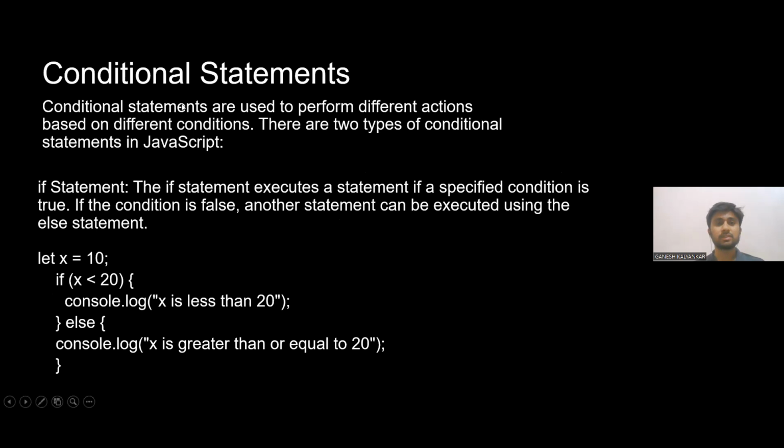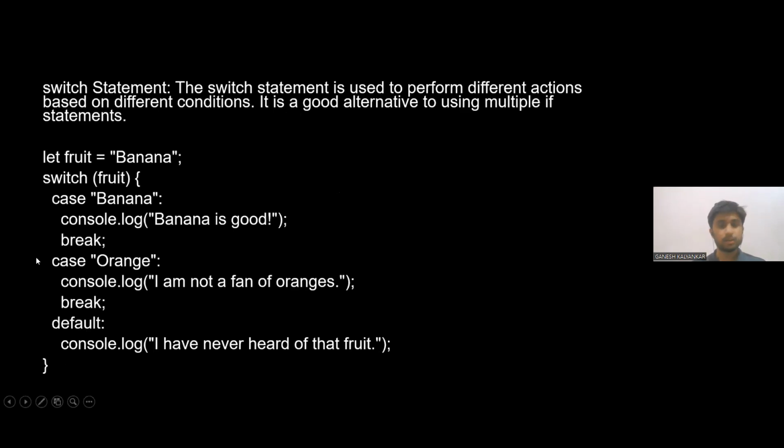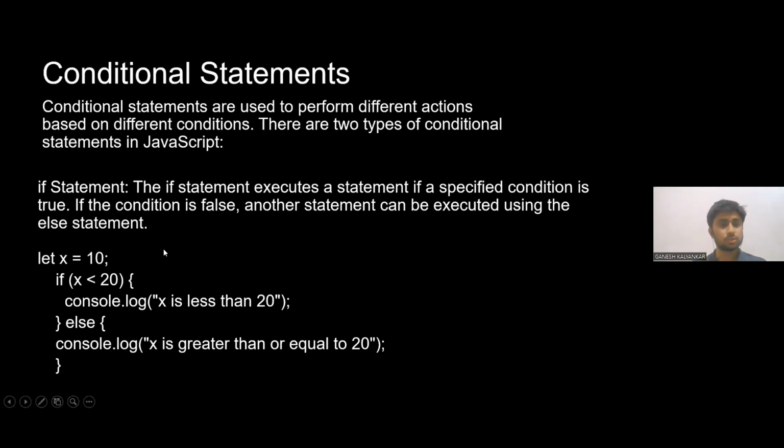First of all, conditional statements. Conditional statements are used to perform different actions based on a condition. If the condition is true, we perform a certain task, and if the condition is false, we can perform another task. There are two types of conditional statements. The first one is the if-else statement. Here is the example: I take x equals 10. If x is less than 20, it will print x is less than 20 in the console. If the condition is false, it will execute the else part.